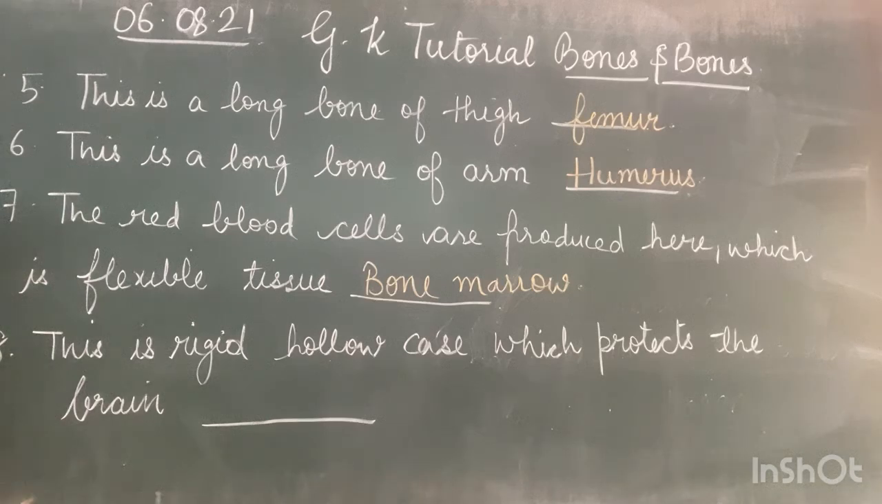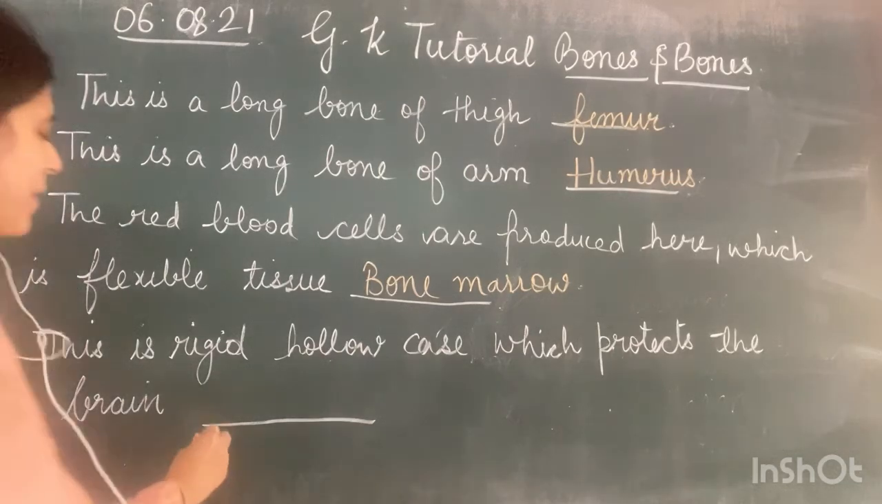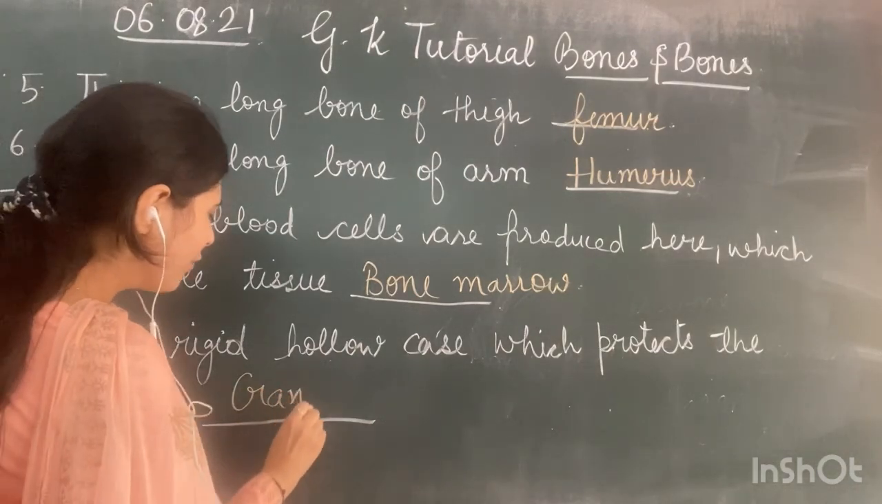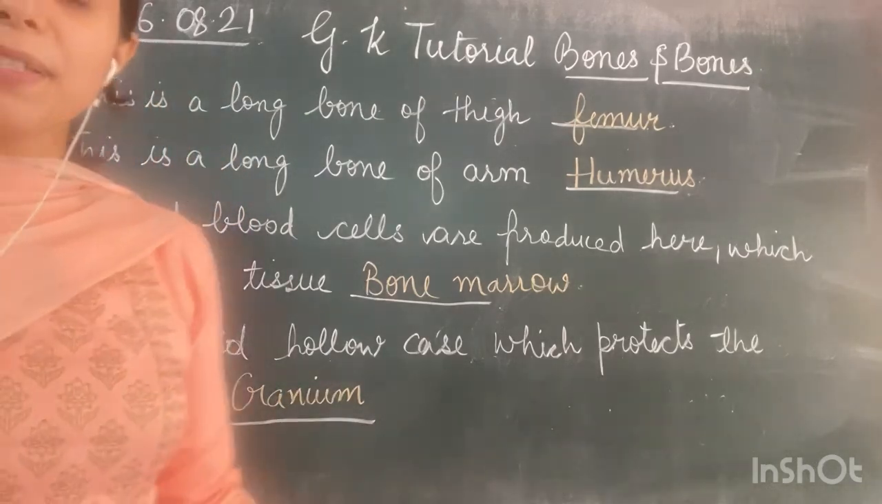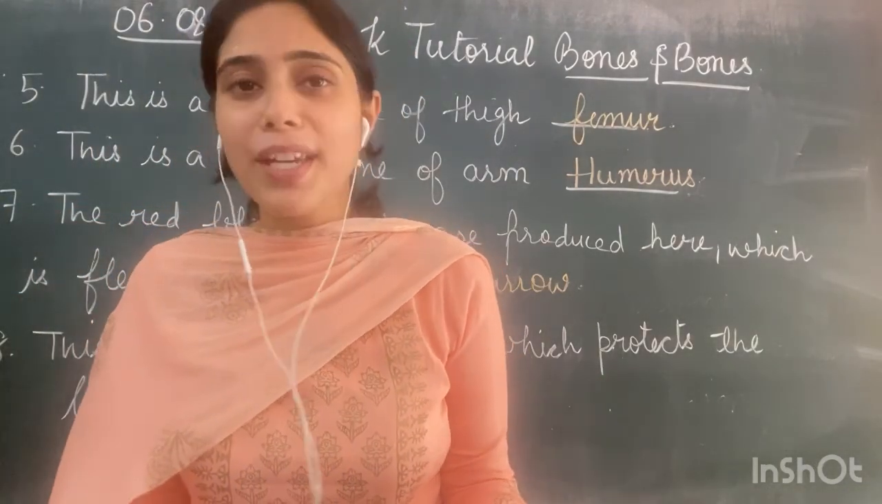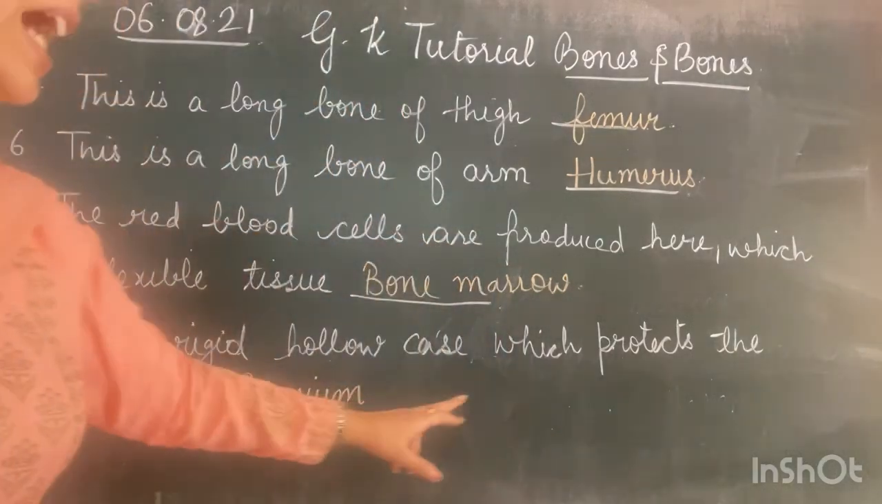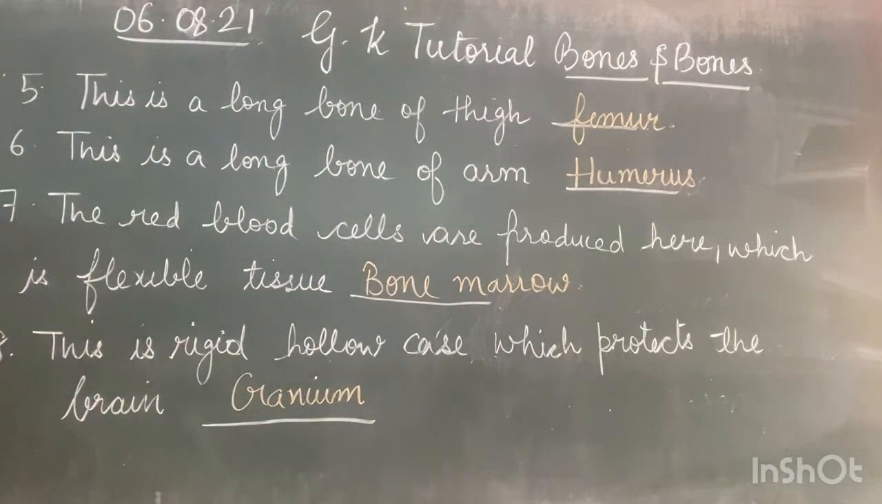Coming to the next, this is a rigid hollow case which protects the brain. What is the rigid case that protects our brain? It's cranium. Yes, a number of things you have even viewed in the skeleton song. So the answer for this is cranium. This is a rigid hollow case which protects the brain. So it is cranium.